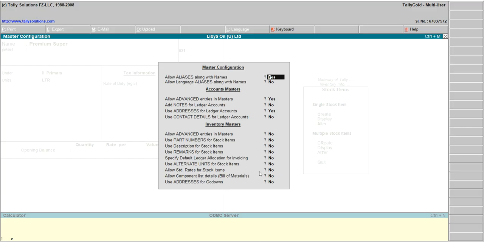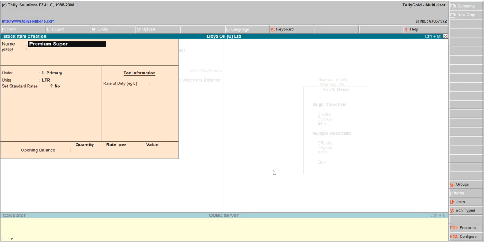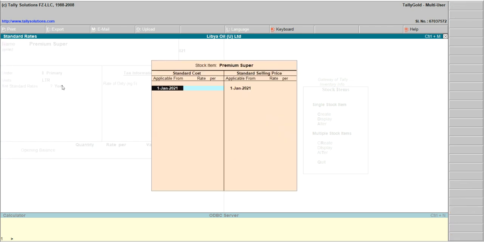Allow standard rates for stock items. This should be a yes. So set standard rates. Yes. So now we can add the standard cost values.